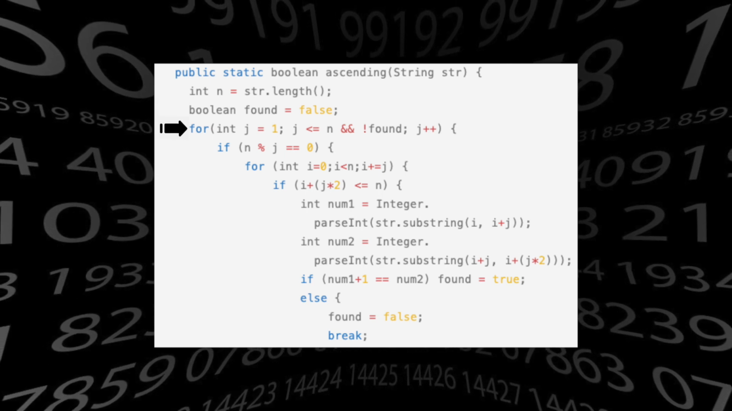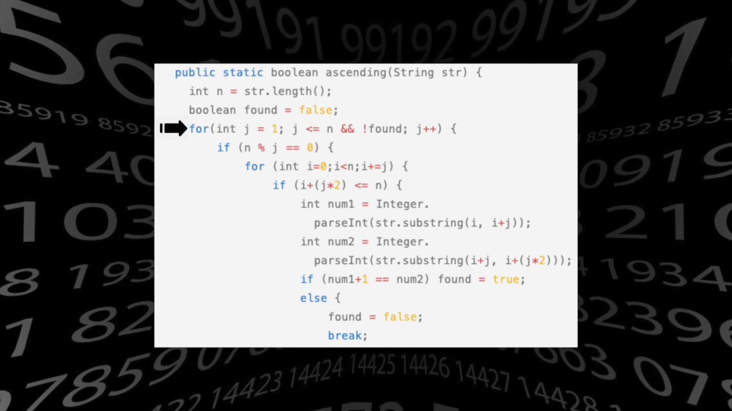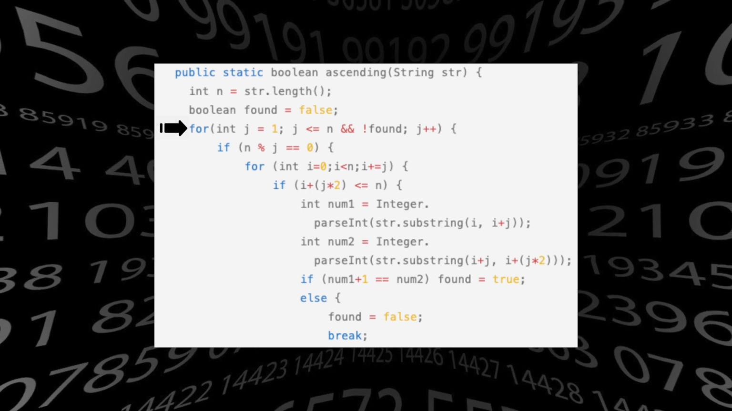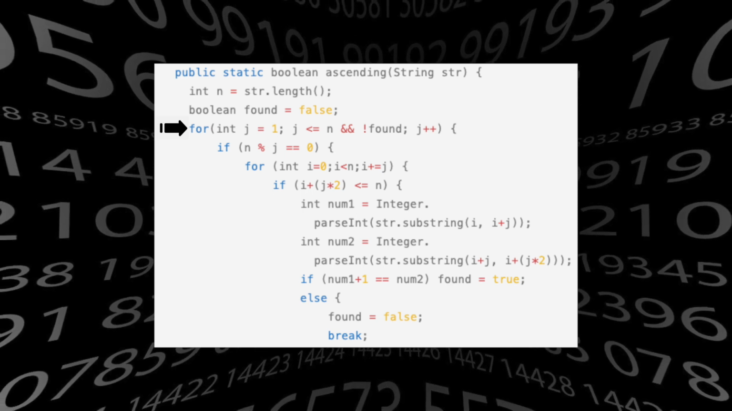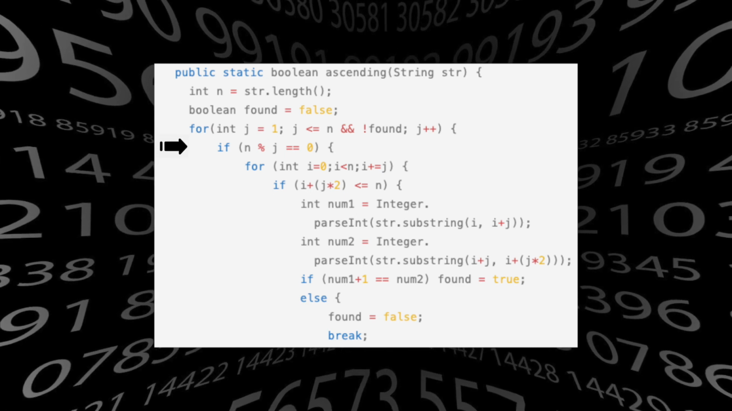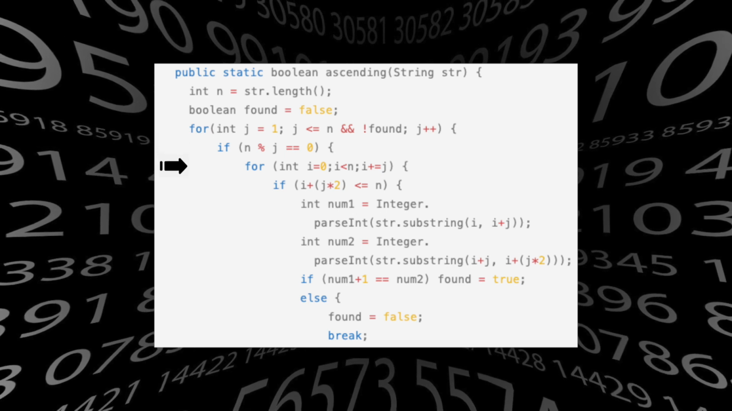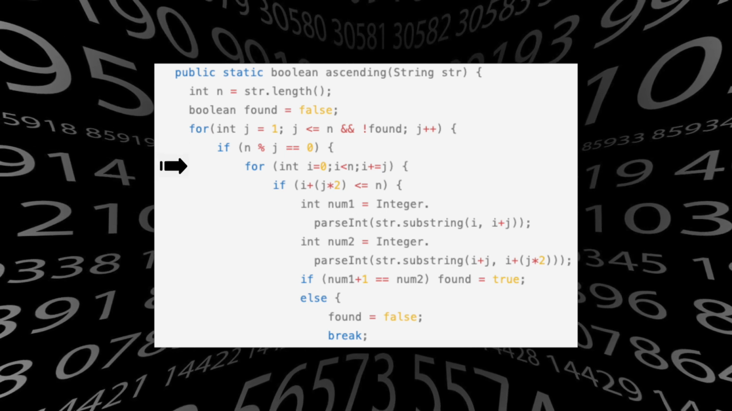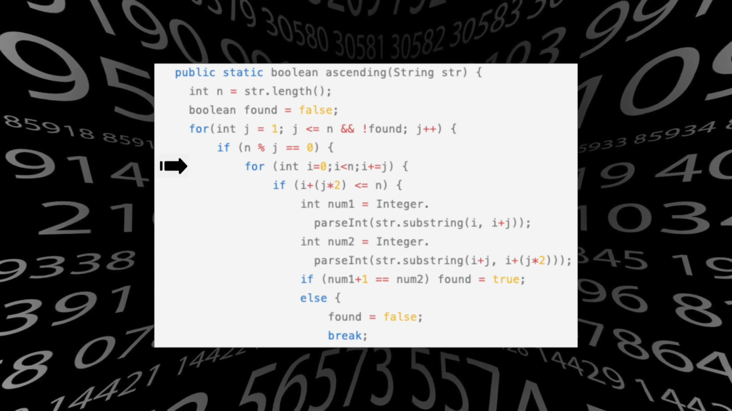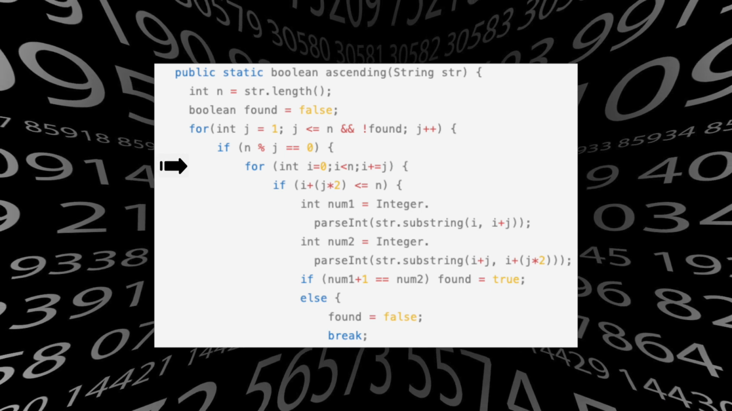Next, I define a loop that will execute until we find an ascending, consecutive substring, or the length of the incoming string is reached. For each iteration of the loop, the variable j is incremented by 1. Next, if the length of the incoming string is divisible by j, the iteration counter of the outer loop, I set up an inner loop that will execute until the variable i equals the length of the incoming string. For each iteration of the inner loop, the variable i is incremented by the value of j, the iteration counter of the outer loop.